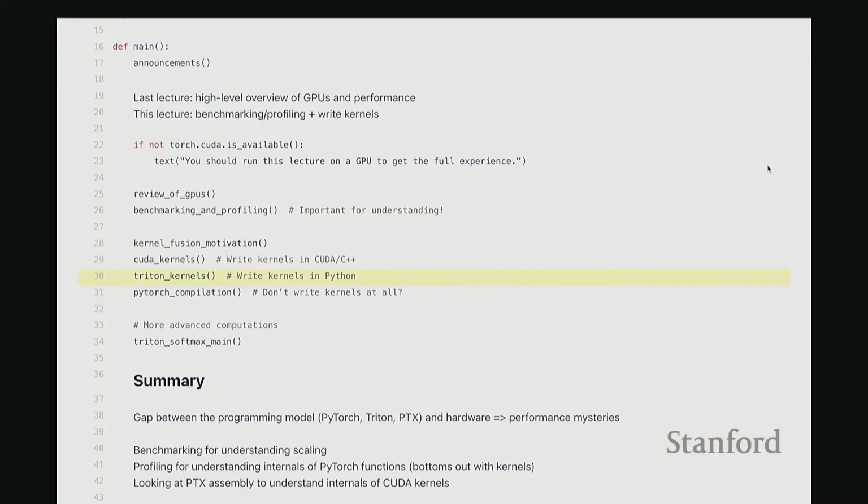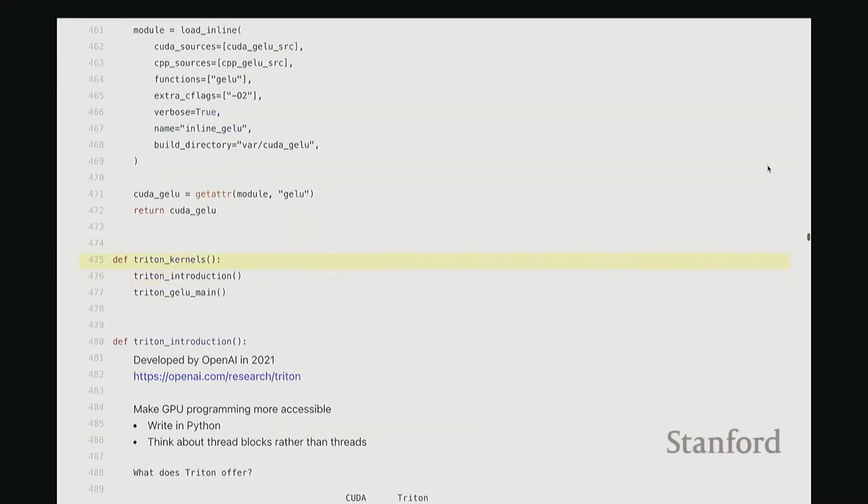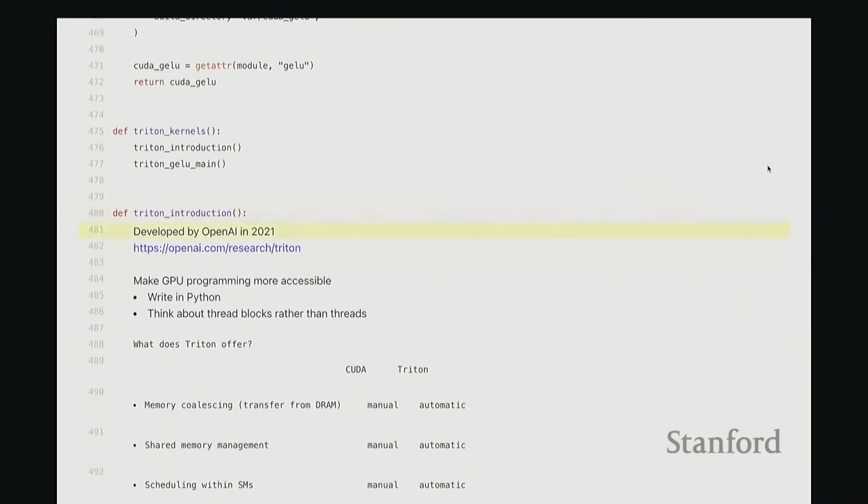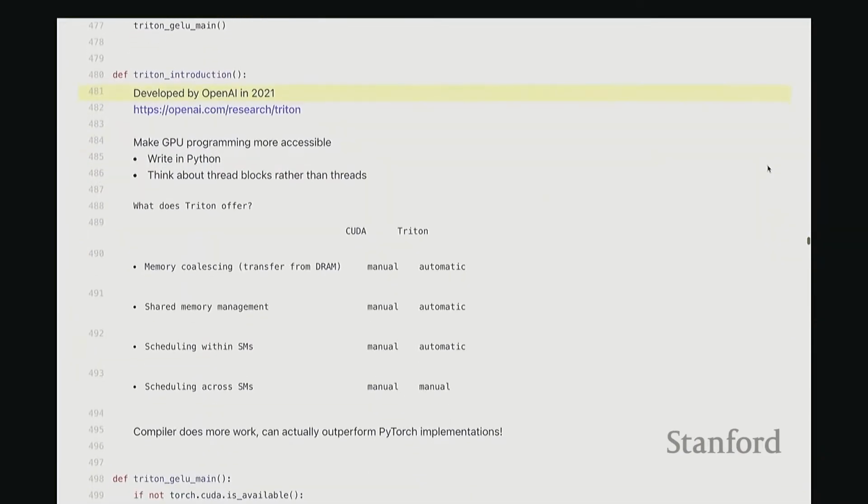Okay, so now you've seen that, and that was not too painful, but it would be really nice if we had nicer Python abstractions for writing CUDA kernels. And this is what Triton is. And Triton is quite nice. It has this very nice middle ground where you don't have to manage literally everything about the GPU. So Triton is a domain-specific language developed by OpenAI in 2021, and it makes GPU programming much more accessible.